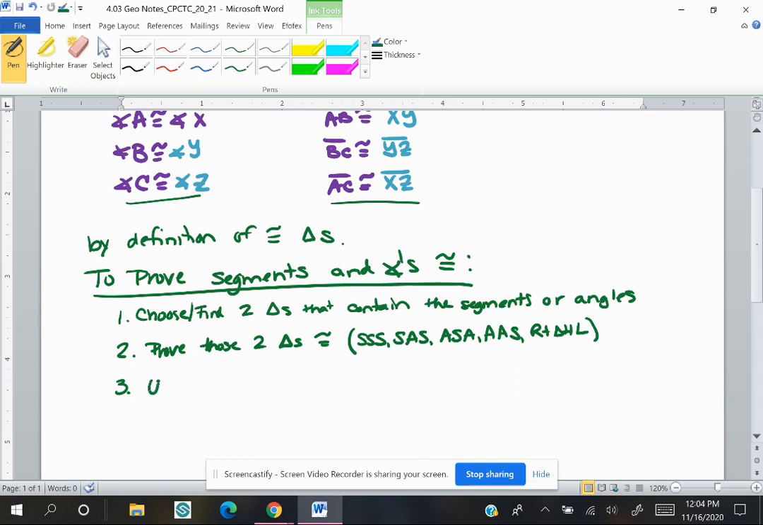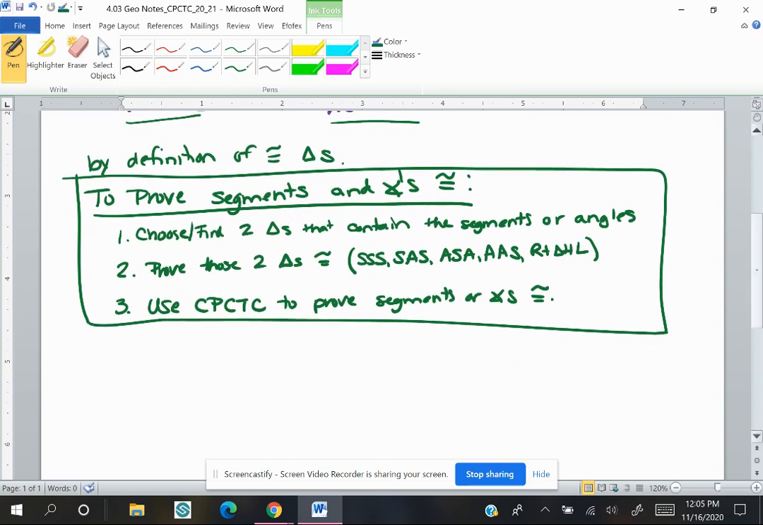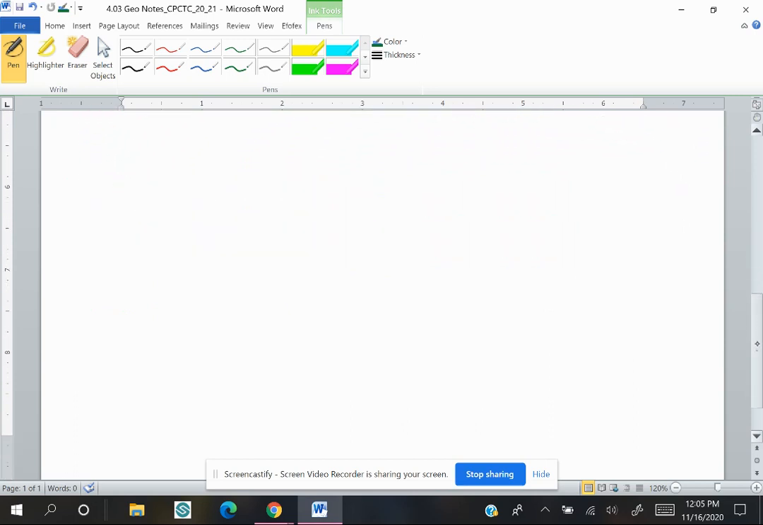After we get those two triangles congruent, then you're going to use what we call CPCTC, which is corresponding parts of congruent triangles, to prove the segments or angles congruent. Because once we have the triangles congruent, we can say that all corresponding parts of congruent triangles are congruent. All right, so let's try this out in a proof.